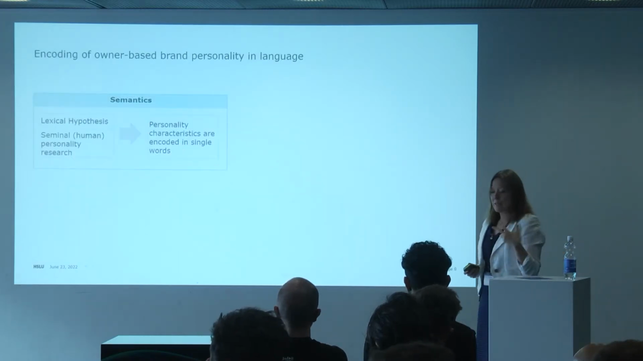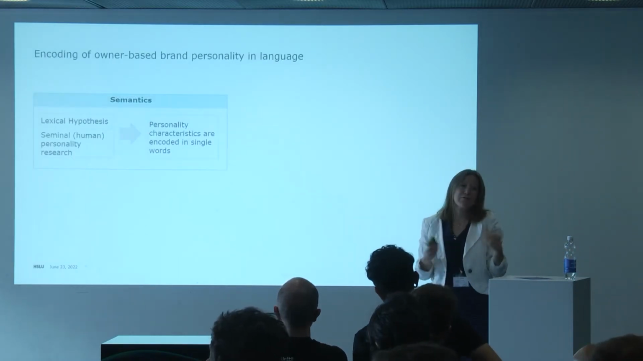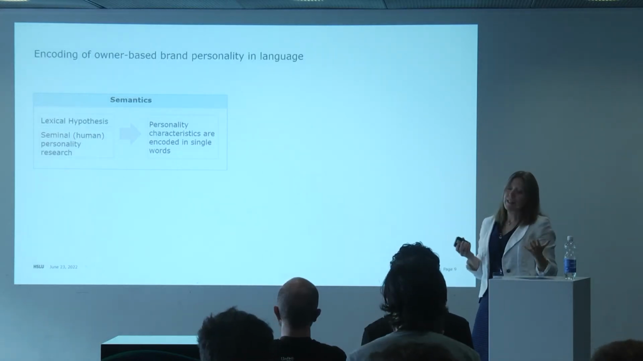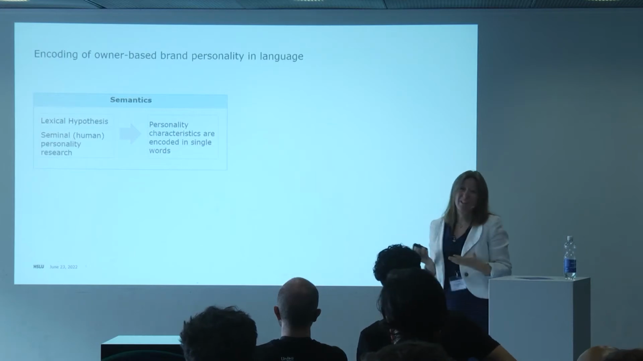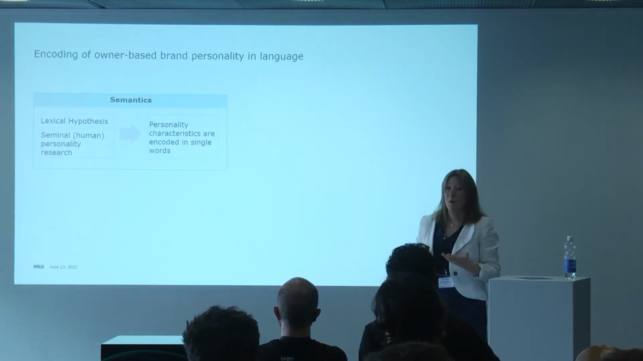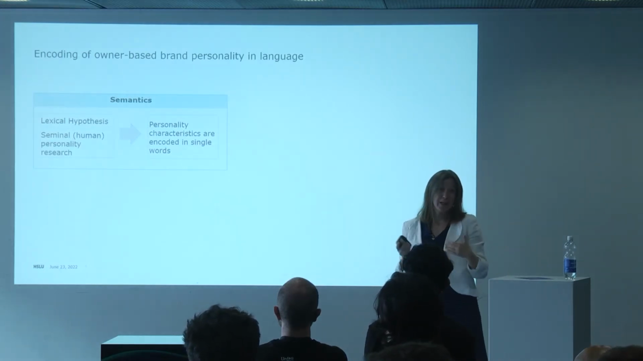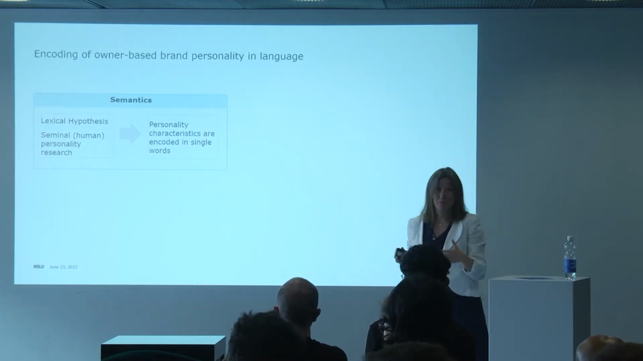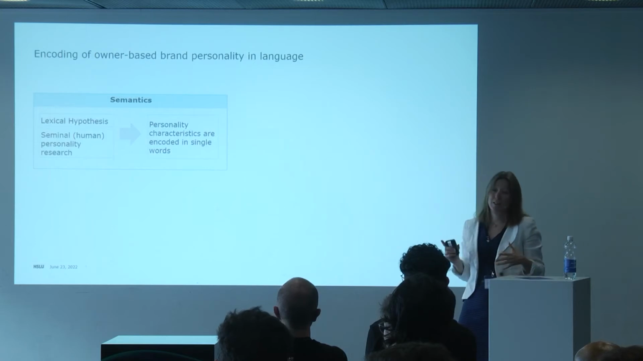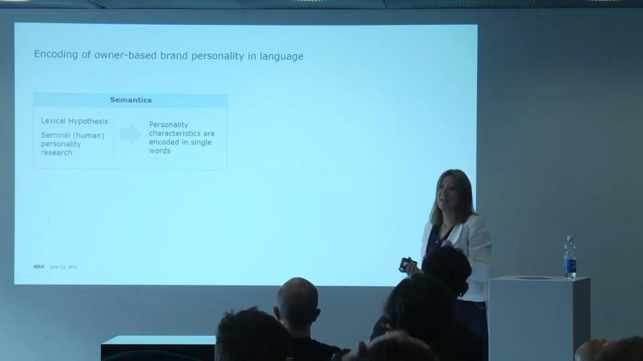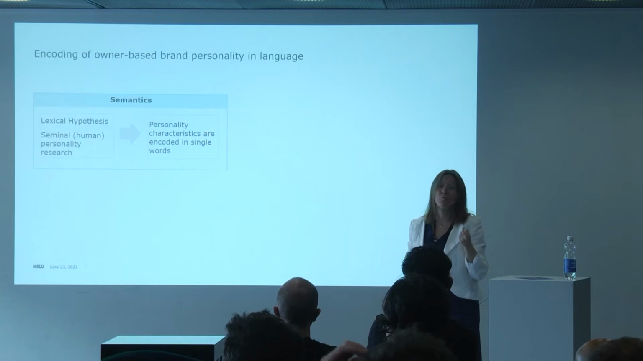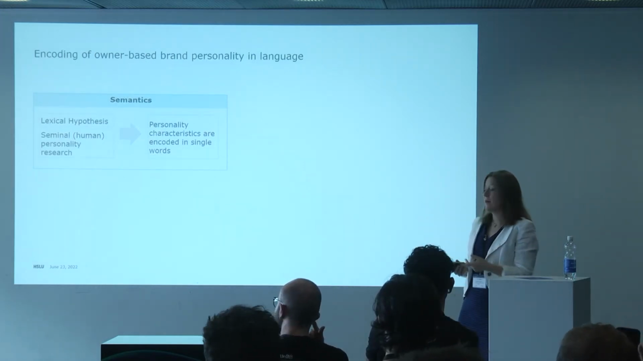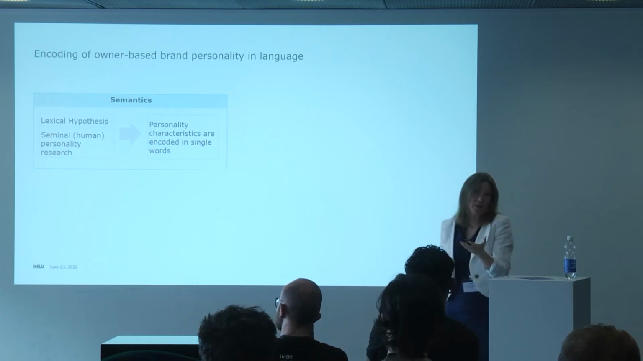There are 4 aspects. The first one is semantics, which is very obvious, right? It's lexical-based. What is the justification to find semantics in language? The lexical hypothesis says we can find differences in personality and brand personality in single words. So single words differentiate one personality type from another. Also, seminal human personality research dating back a century says, yes, we can use language to differentiate one brand personality from another, or one personality type from another. So that is keyword-based.